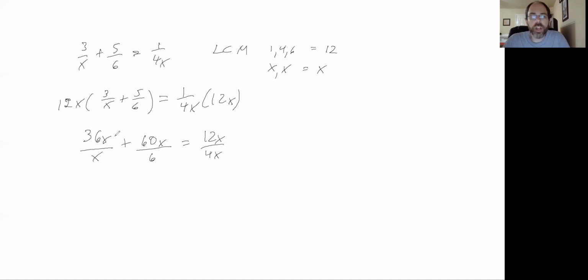That's the objective, to get these set up to where all of the fractions will simply cancel out, because x divided by x, those cancel. 60 divided by 6, that cancels and leaves me with a 10 here. And 12 divided by 4, those cancel and leaves me with a 3 here. And my x cancel completely. So I'm left with 36 plus 10x is equal to 3. And this is going to become my equation.